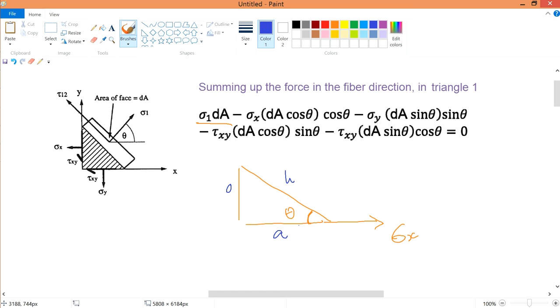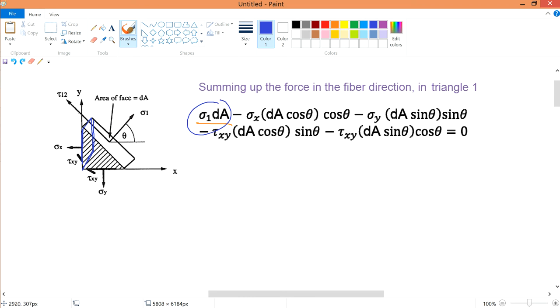So if you think about it, if you translate this, this means a over h, which is a cosine theta type of thing. So if I were to bring this h over here, what I will have is a is equal to h cosine theta. So previously we said that the sigma 1 times dA is this one, right?